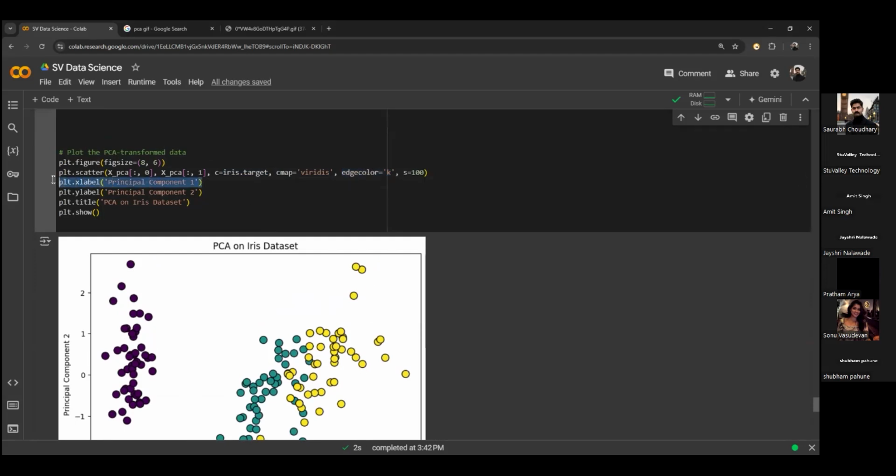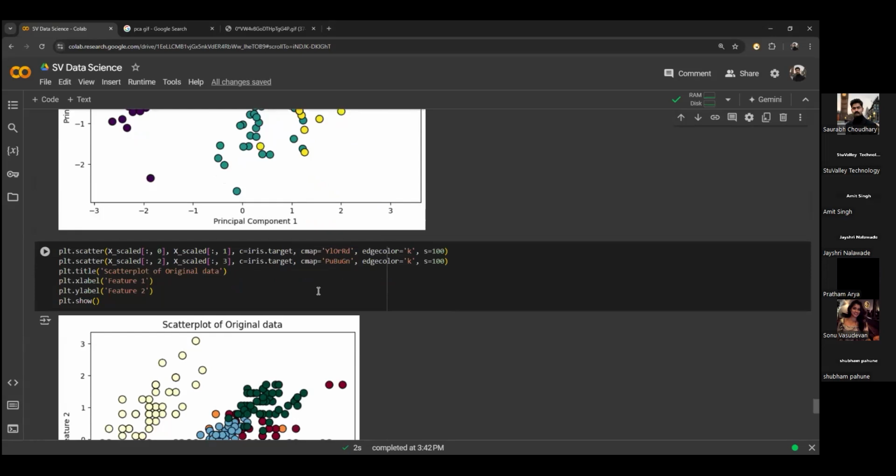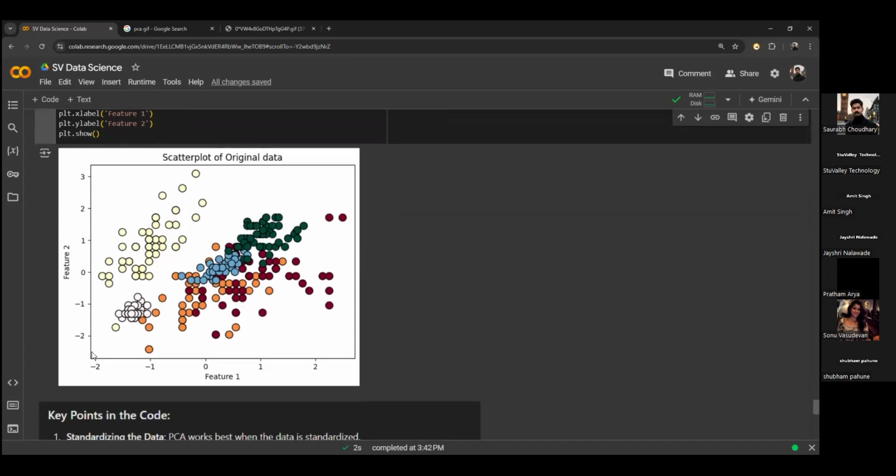Okay, so the x-axis is the first component and the y-axis is the second component, and this is how we make the plot. See, a lot of variation is captured, right? I can even show you the original data. I also made it using the original data, which is after scaling. I used sepal length and sepal width, and then in the same plot, the second plot, petal length and petal width. You can see easily.